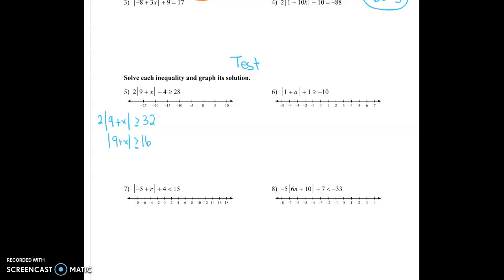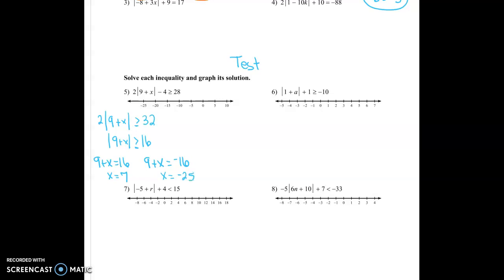At this point, I'll make my two problems. I'm going to switch to an equal sign. Again, the terms in the bars do not change. It's just the 16 on the outside that changes. So in my first one, I'll subtract 9 and I get 7. And in the other one, I'll subtract 9 and I get negative 25.